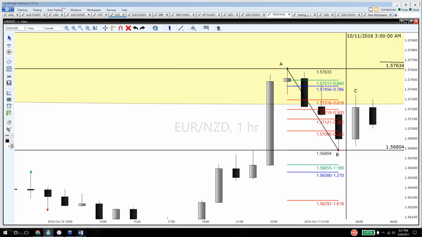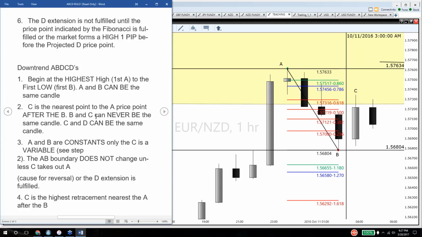Okay, so once again, A and B are constants, only the C is a variable, and the A-B boundary will change if the market takes out the A. That's factor number one. If the market manages to take out the A, that is cause for a reversal. We're going to be looking to change the direction of our Fibonacci's if that happens. We'll come to that later.